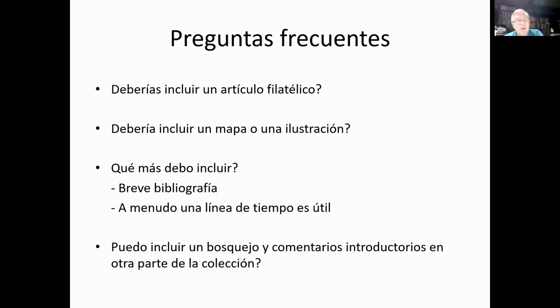Oftentimes, a timeline can be helpful. Now, what is a timeline? Well, it's basically a series of dates where you say these are the kind of the milestone events that happened within the time period of my exhibit.